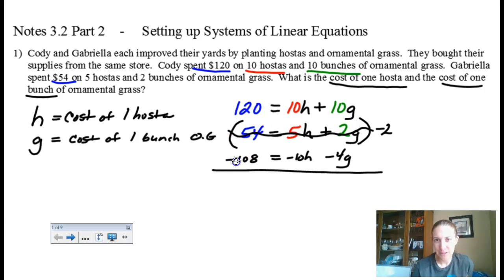So I'm not even going to look at this middle equation anymore. And then when I add up this system, I get 12. Those cancel, and then equals 6G. Divide by 6, and it turns out that the cost of the ornamental grass is $2.